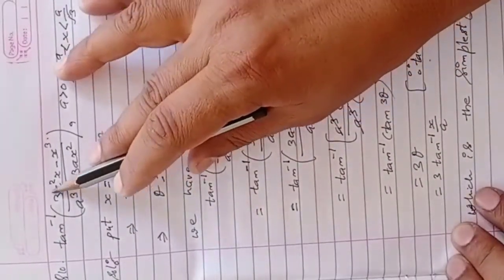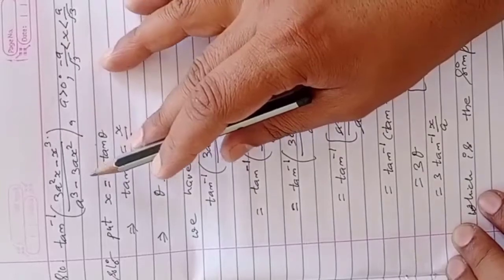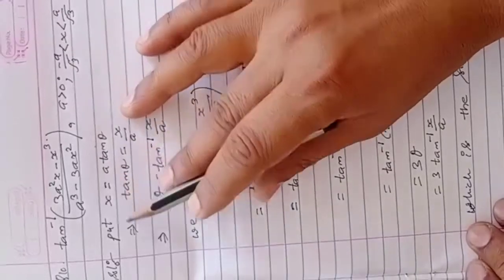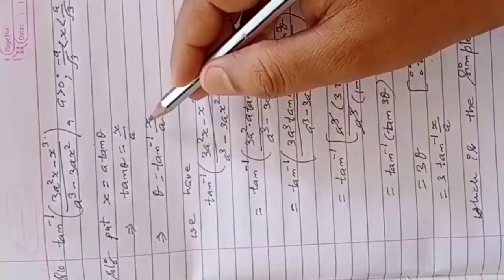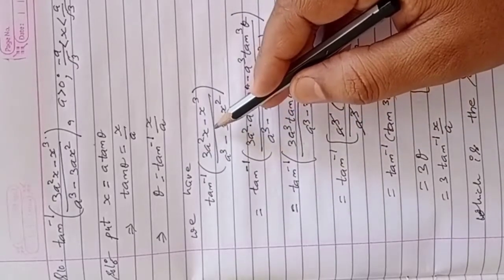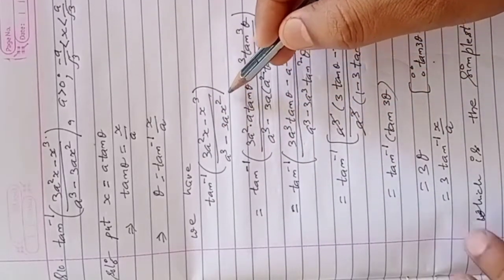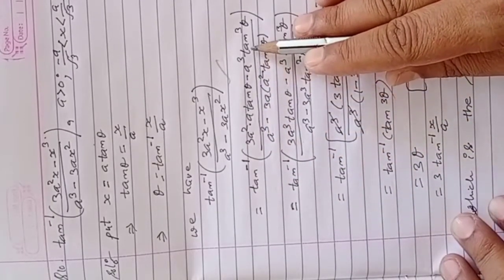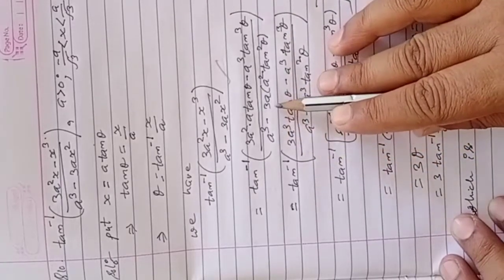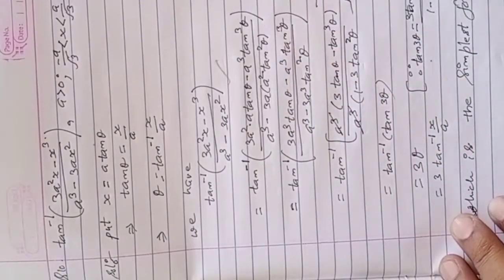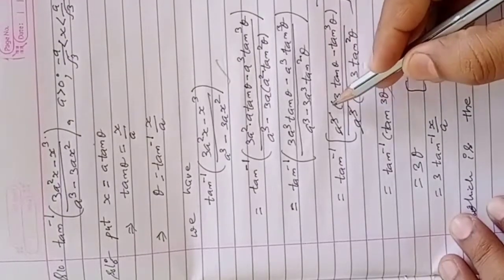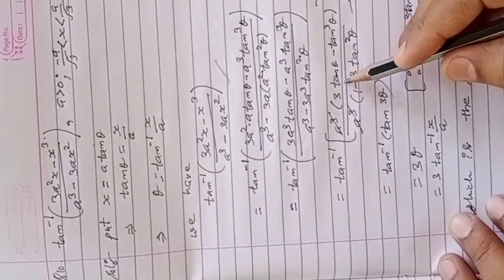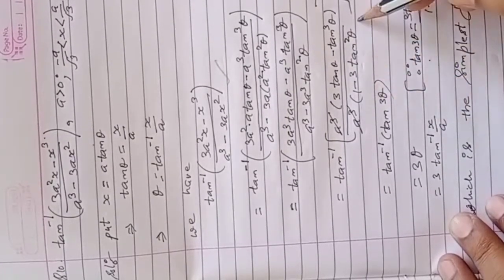Now we are taking question number 10: tan inverse of 3a square x minus x cube upon a cube minus 3a x square. So we will put x is equal to a tan theta, so theta is equal to tan inverse x upon a. So tan inverse 3a square a tan theta minus a cube tan cube theta upon a cube minus 3a square a tan square theta. After simplifying, a cube is coming in numerator and denominator both, so it will become 3 tan theta minus tan cube theta upon 1 minus 3 tan square theta.